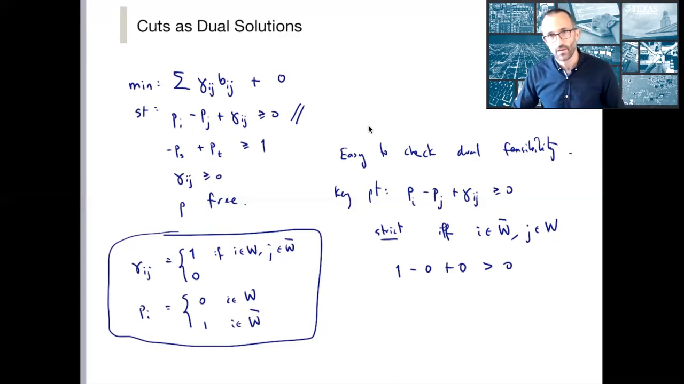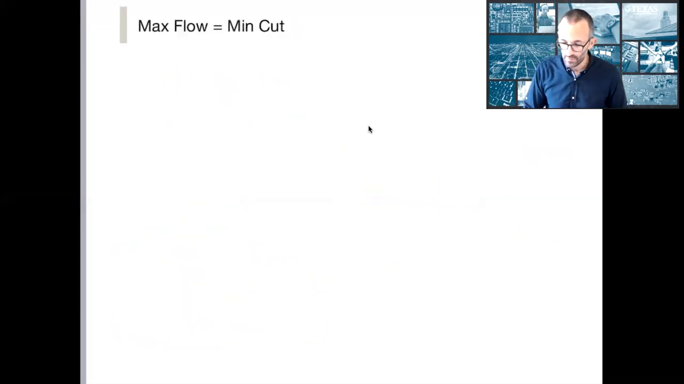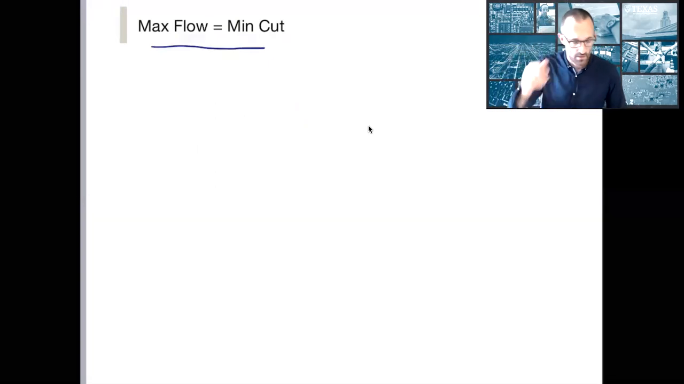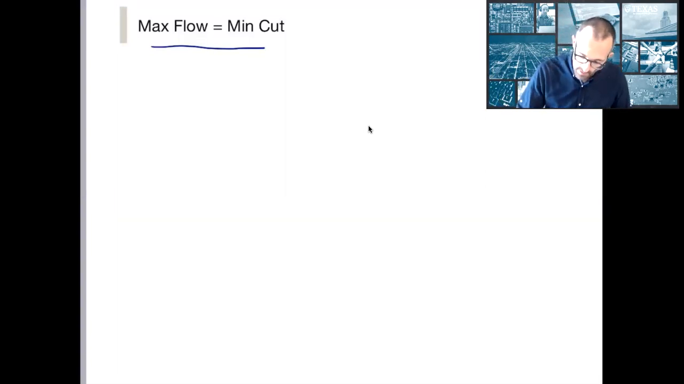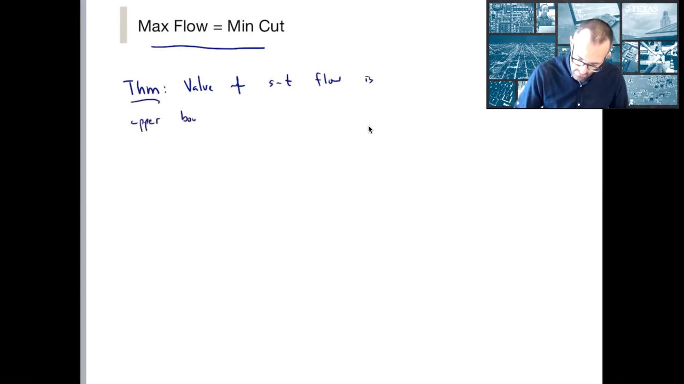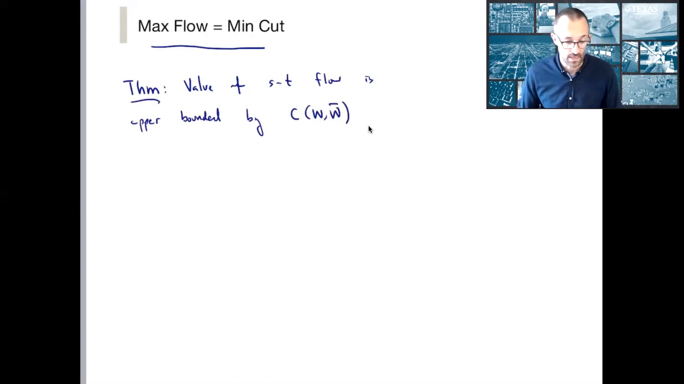Okay, so now that we've written down max flow and its dual, we can appeal to LP duality to write down this basic result, which is a fundamental result. It just happens to be easy for us now that we have LP duality. So the theorem says that the value of an ST flow is upper bounded by the capacity of any cut, for any ST cut. This is weak duality. So we certainly know that this is immediately true.